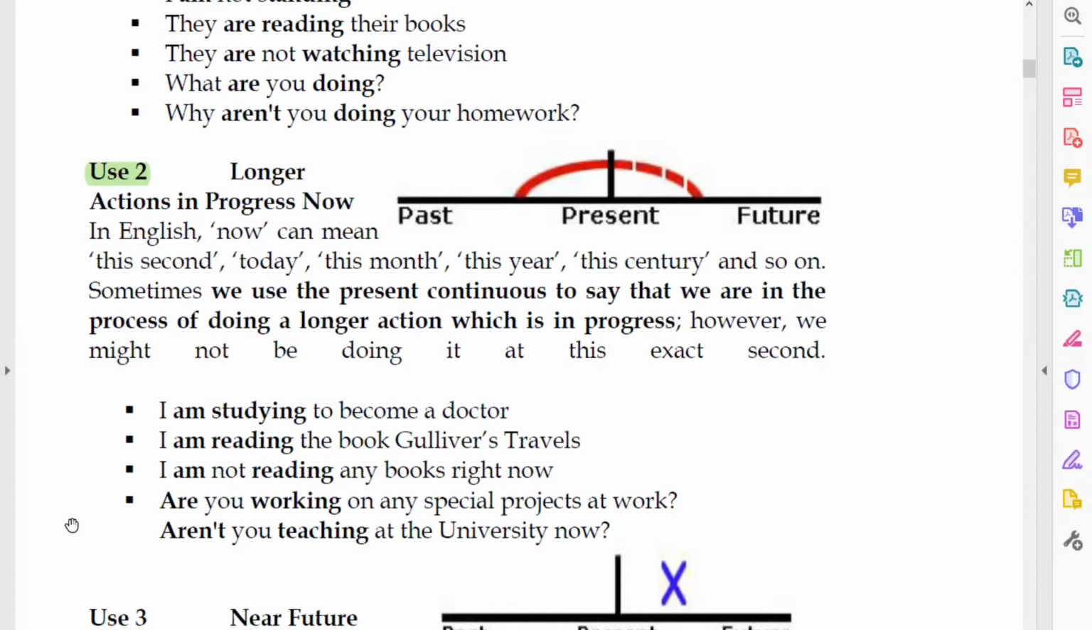Now, these are examples given in your book. I'm starting to become a doctor. I'm starting to become a PhD doctor. I'm starting to become a bachelor's in sciences or arts, whatever you're doing. I'm reading Gulliver's Travels by Jonathan Swift. I'm not reading any books right now. Are you working on any special projects at work? Aren't you teaching at the University of Wessex right now? So these are some examples that are showing a longer process of today, this month, this year, this semester, this century, and so on. So the present continuous tense is also used in this sense.